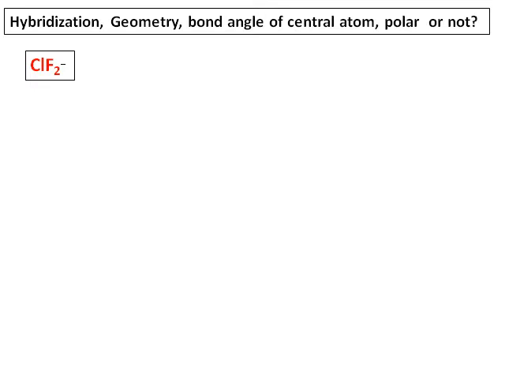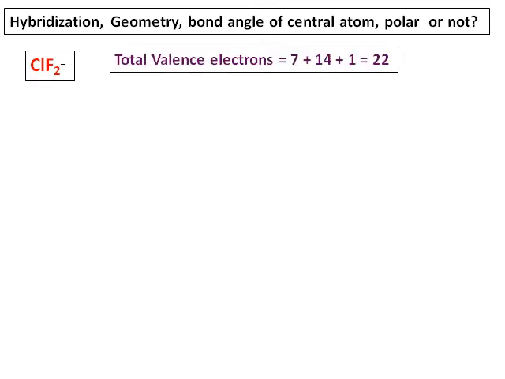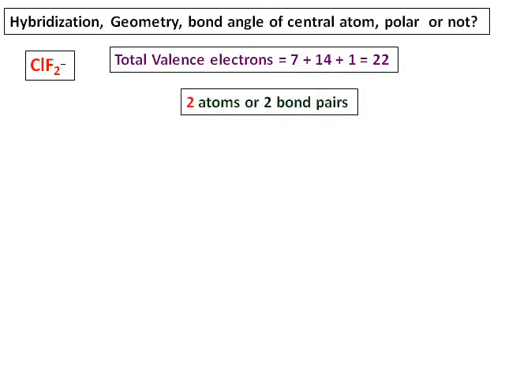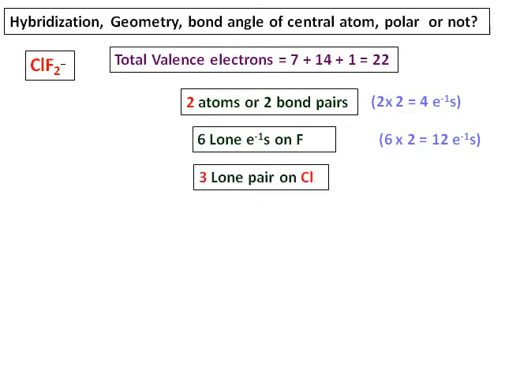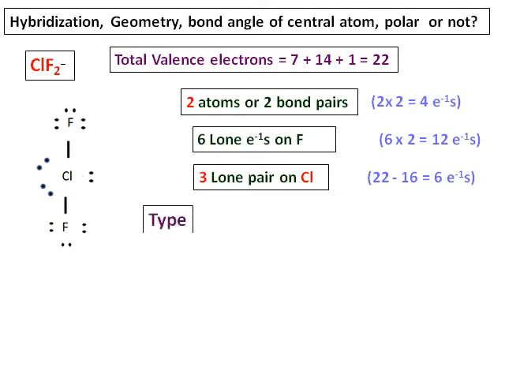Let's do one more molecule and predict its geometry, hybridization, bond angle and the polarity. The ClF2 minus. So in this molecule, when you draw the Lewis structure, I have a total of 22 electrons. 1 electron is added for the negative charge. So I have 2 atoms or 2 bond pairs, and hence 4 electrons are used up. And the surrounding atom fluorine will have 6 lone electrons on it. Therefore 12 electrons get used up on this. So the total will be 12 plus 4, 16, and hence 22 minus 16 gives you 6 electrons, and I have 3 lone pairs on Cl, and hence the Lewis structure will look as shown there. I have 3 lone pairs and 2 fluorine atoms attached to it.